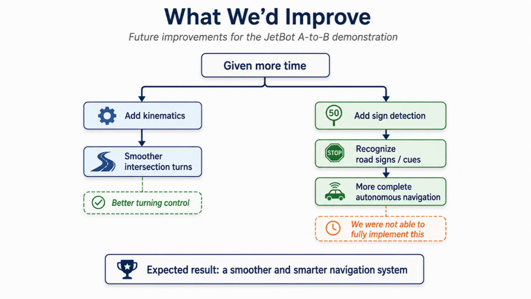Next time we have a few things we'd improve. First, we did not use kinematics. This would have made the turn at the intersection much smoother. Second, we did not use sign detection. We were unable to figure out how to implement it while everything else was still running. We believe it was just too much at once, and we would need to reduce our current code.